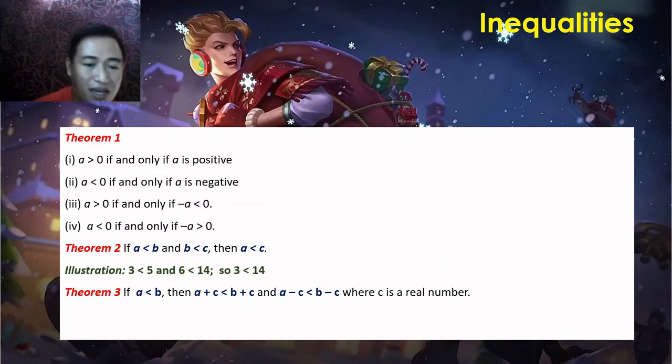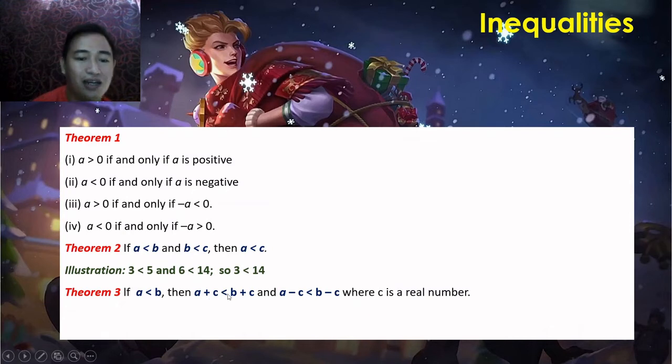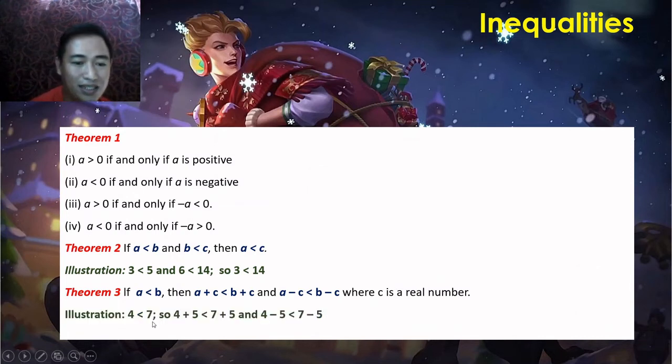So, theorem 3, if A is less than B, then, so kaning direct class, nag-plus ug minus siya both sides. So, if A is less than B, bisan unsay imong i-plus diri sa pikas nga side, basta same lang, same gihapon ang sign, where C is a real number. So, example class, 4 is less than 7, so mag-plus 5 ka both sides, or mag-minus 5 ka both sides, same gihapon ang sign, di siya mausab.